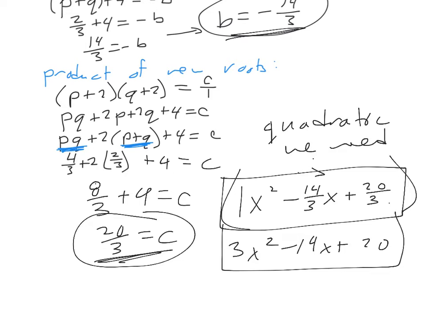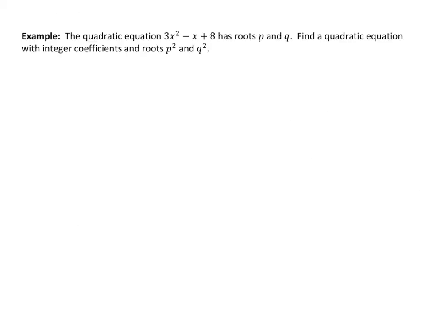Now, this example took us like 6 minutes. I think that the next 2 that I have aren't going to take quite as long because we've seen the process. We know that we're looking for these p plus q and p times q things to show up somewhere. So if you feel comfortable after that last one, go ahead and try this one. We have a quadratic, not an equation, a quadratic, 3x squared minus x plus 8 that has roots p and q. We now want to find a quadratic with integer coefficients that has these roots. So again, not an equation, just find a quadratic.